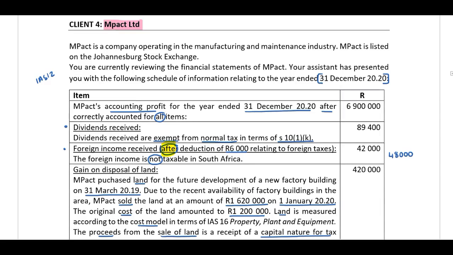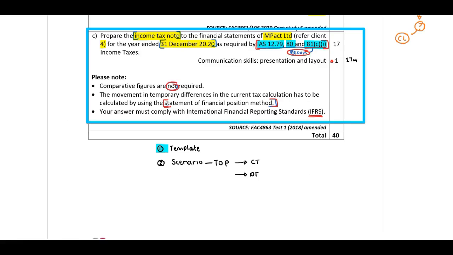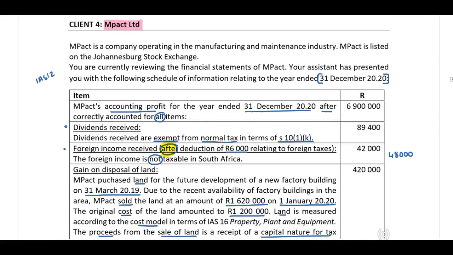Sorry guys, I'm busy with the steps. We've included the steps. Then I will refer to the scenario and I will work through the scenario from the top. I will identify information that should be included in my current tax calculation and my deferred tax calculation. But remember, we need to complete our deferred tax calculation to be able to include our temporary differences in our current tax. Okay, now let's refer to the scenario.